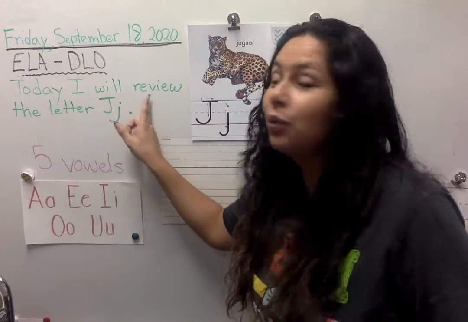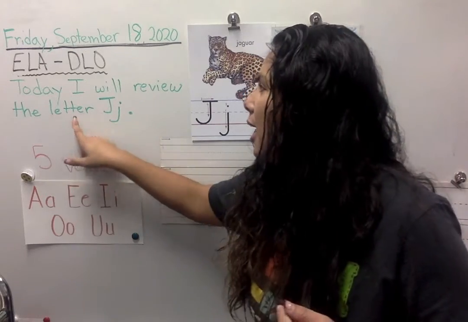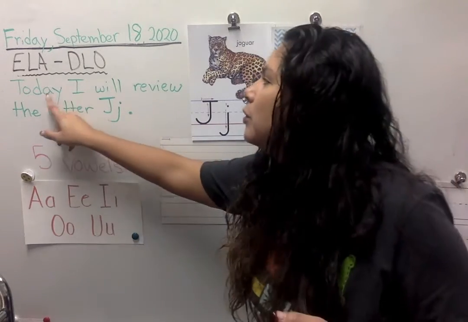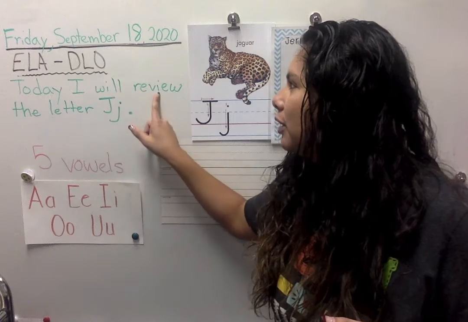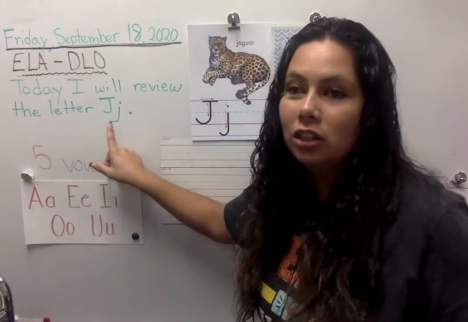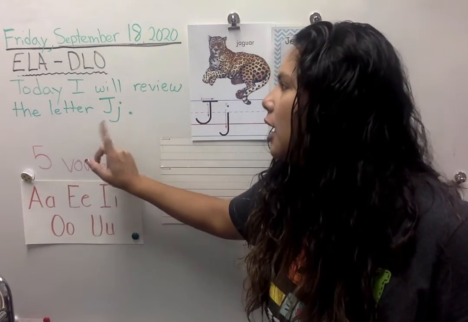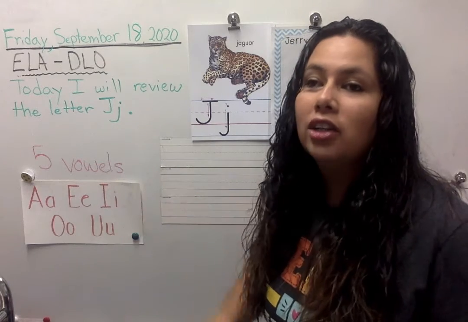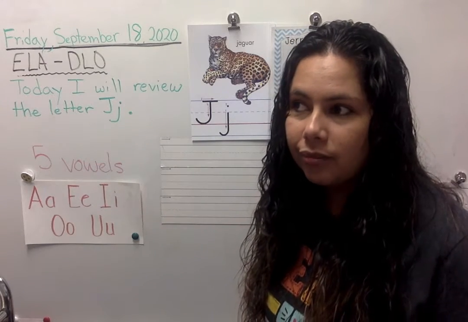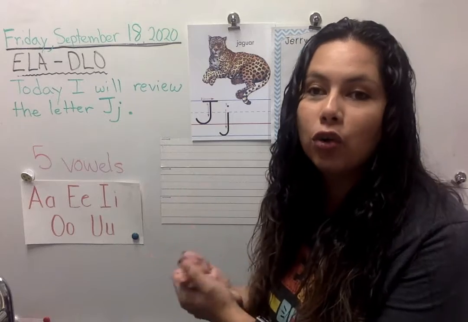Today I will review the letter J. Read it with me. Today I will review the letter J. Remember, capital J, lowercase j. And just so, since we're looking at a sentence, I want to go over it again.